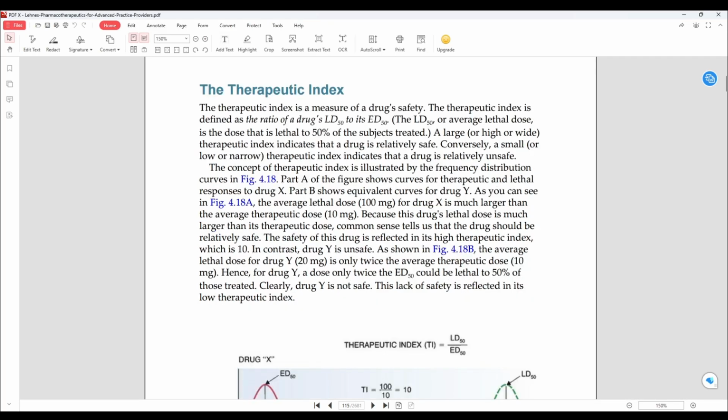Bringing us to the therapeutic index. The therapeutic index is a measure of a drug's safety. The therapeutic index is defined as the ratio of a drug's LD50 to its ED50. The LD50 is the average lethal dose. It is the dose that is lethal to 50% of subjects treated. A large therapeutic index indicates that a drug is relatively safe. Conversely, a small therapeutic index indicates that a drug is relatively unsafe.